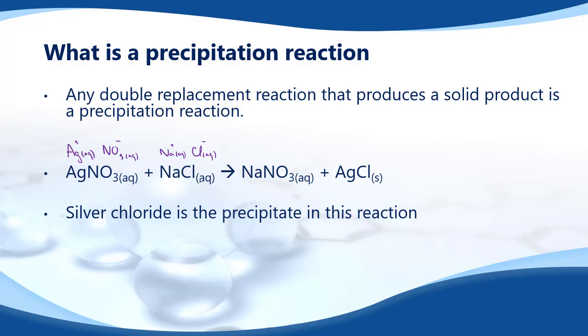When we do, we're going to have Na ions still in solution, right, because it's still aqueous here, so they still break up. We're going to have NO3 ions right here, again, also aqueous because they're still in solution. And then when a silver ion comes into contact with a chloride ion, they form silver chloride, and that's what winds up forming our solid.